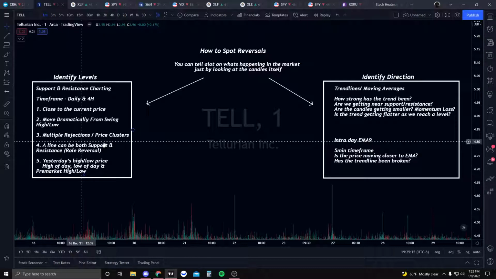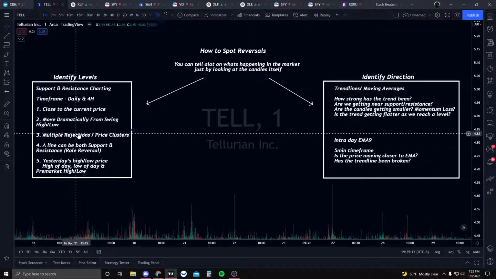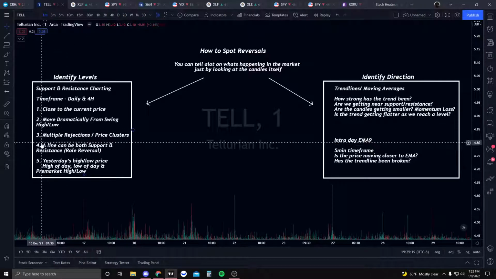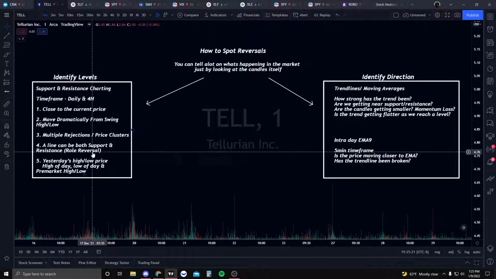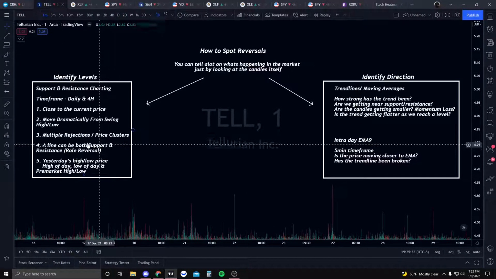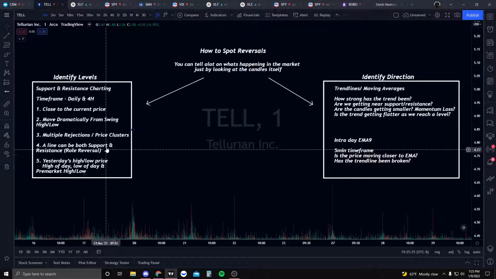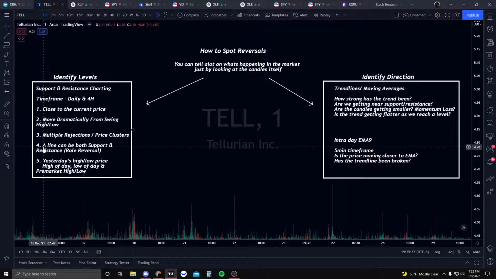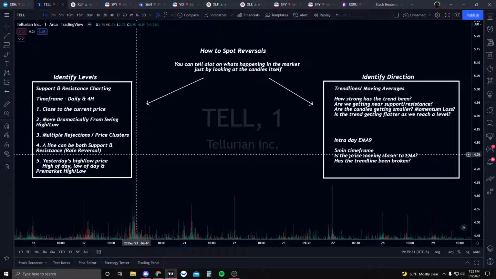So now we're going to go to the 4 hour. We're going to look for multiple rejections, price clusters, and a line that can be both support and resistance. That's called role reversal. Very, very important here. Areas that can go from support to resistance, almost staple that there's a floor there.